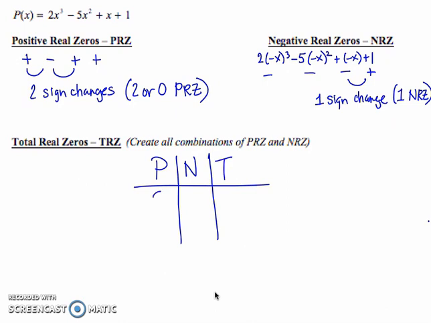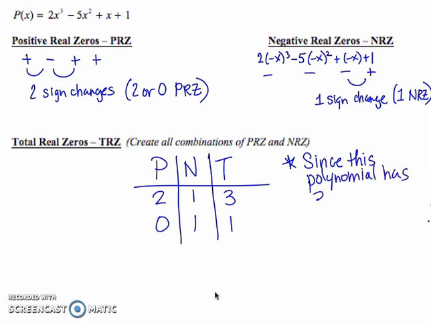So our positives were either 2 or 0. Our negatives were 1, and only 1, right? So this would make our total real zeros here 3, okay? And this one would make our total real zeros 1. Now keep in mind that since this polynomial has 3 zeros total, either 0 or 2 are imaginary.